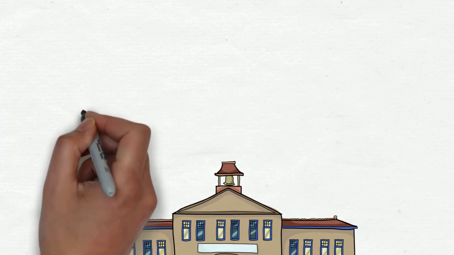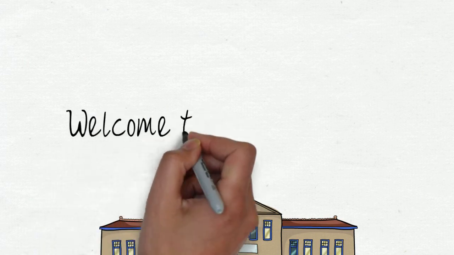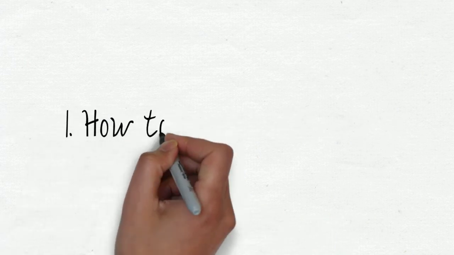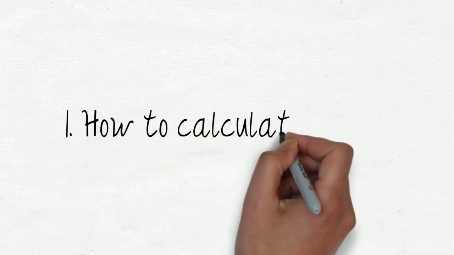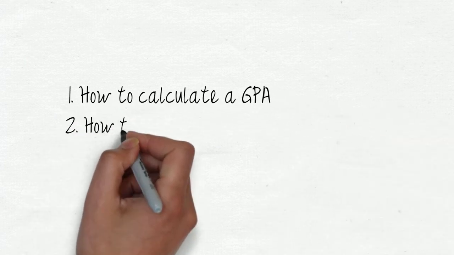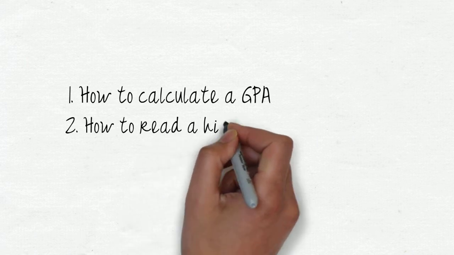Today we'll present the first of 3 lessons that we hope will help ease the transition from middle school to high school. There are 2 major topics that we'll cover today. The first is how to calculate a GPA. Next, we'll learn how to read and interpret a high school transcript.